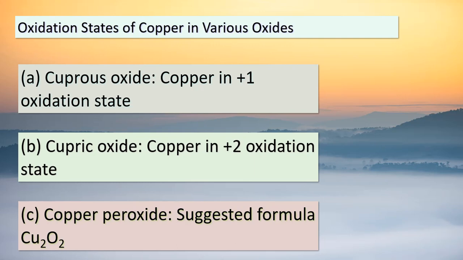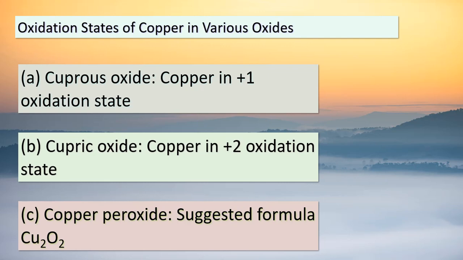Now, things get even more interesting as we explore some less common compounds. Copper peroxide, a compound formed from elemental copper's reaction with oxygen, carries a suggested formula of CuO2. In this compound, we can envision a more complex arrangement of copper and oxygen atoms. Lastly, we encounter the intriguing copper oxide. While less common, its potential chemical formula is suggested as Cu2O3.